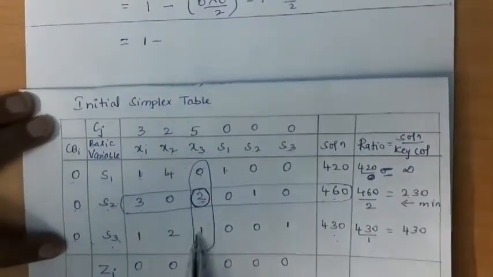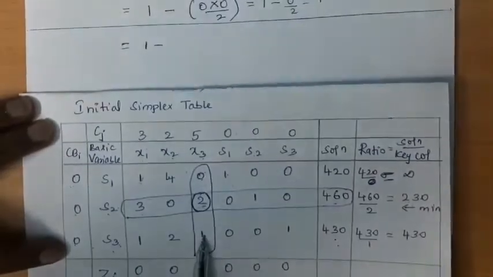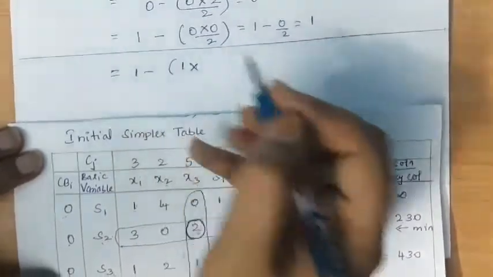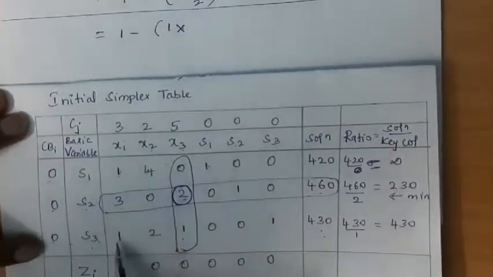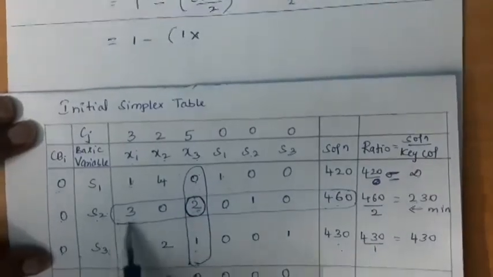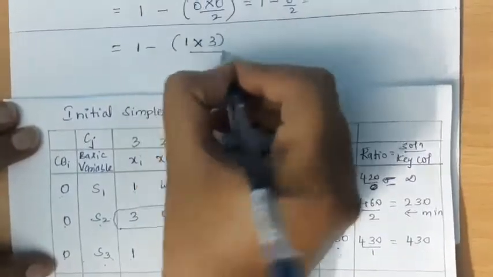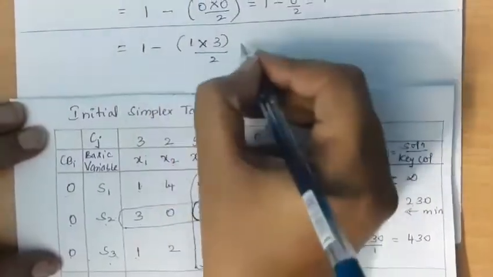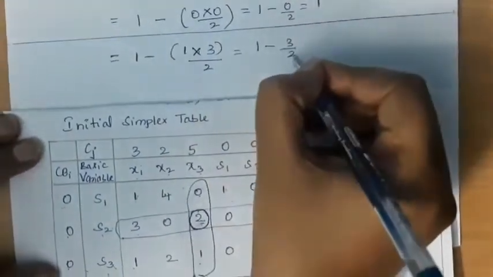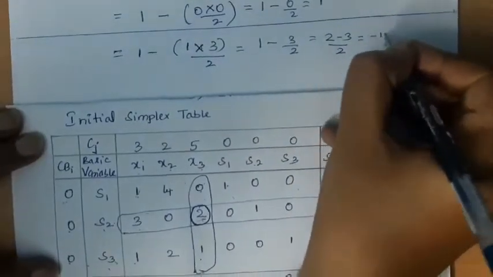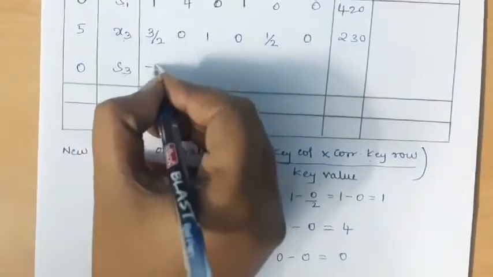That is 1 is selected. So that corresponding key column value will be 1. So write down 1 into the corresponding key row value. For 1, the opposite value in the key row, that is 3. So write down 3, divided by the key value, which is 2 only. So simplify this: 1 minus 1 into 3 is 3 divided by 2. So 2 ones are 2, minus 3, divided by 2. So we get minus 1 by 2. So update in the table: minus 1 by 2.